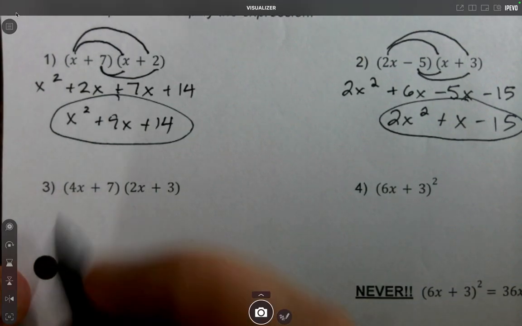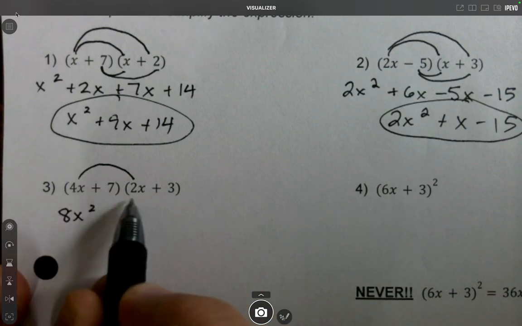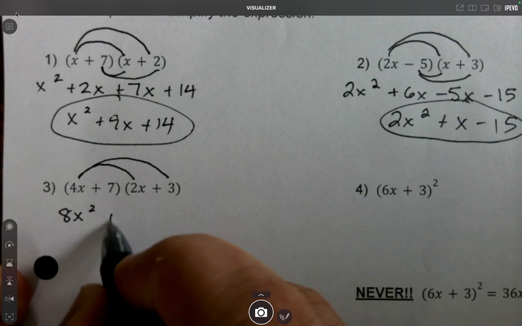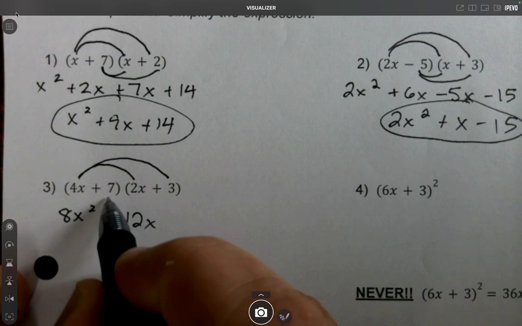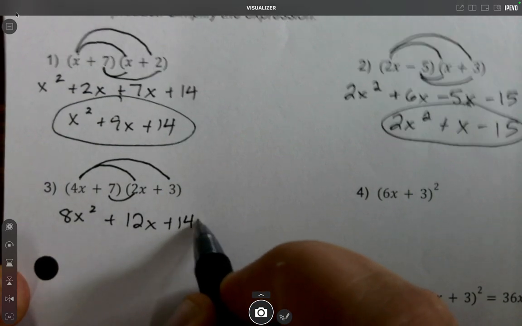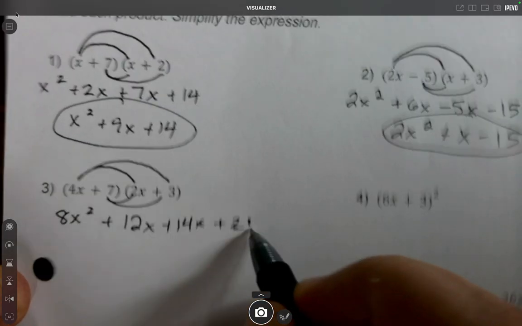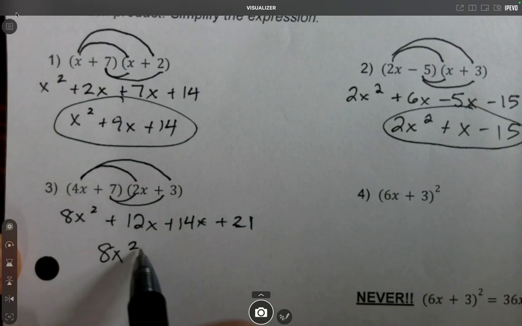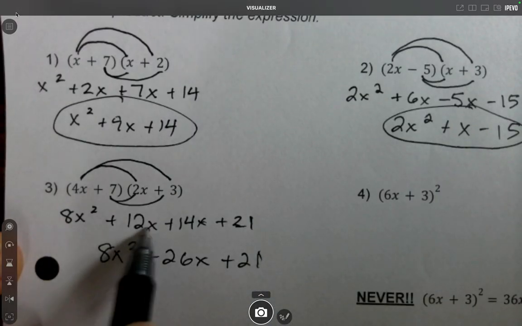Okay, number 3, same process. First, 8x squared, because 4 times 2 is 8, and x times x is x squared. Outer, 4x times 3 is 12x. 4 times 3 is 12, we just keep the x. Inner, 7 times 2x is 14x. And last, 7 times 3 is 21. So we'll write 8x squared, 12 plus 14 is 26, and we leave the 21 as it is.